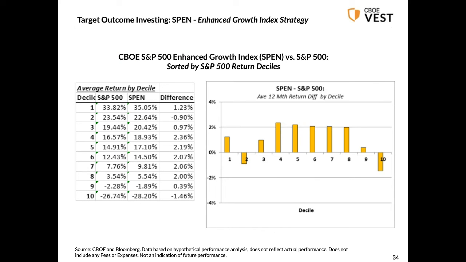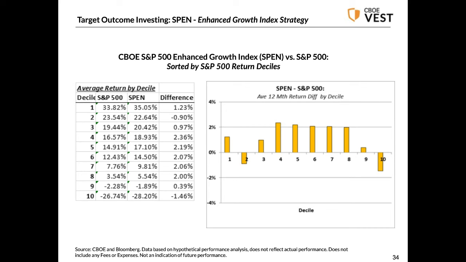So this chart is a chart of return deciles of the S&P 500 and a table. And you can see on the left that for deciles 3 to 8, when the S&P has returned between 3 and 20% return, this is the type of environment where this type of strategy would deliver its most outperformance.